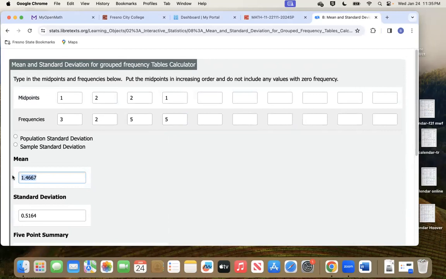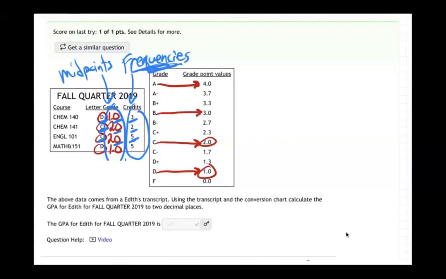The mean is the average. That's the grade point average. An average is a mean is an average. So 1.4667. So let's go back, 1.4667. Okay, back to here. So 1.4667, that's the GPA. And then notice it says round to 2 decimal places, and they mean it.